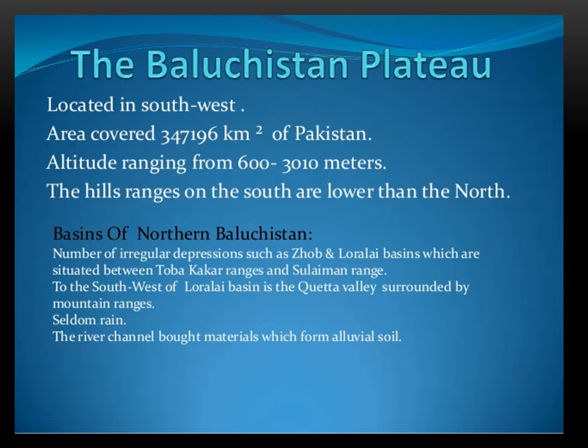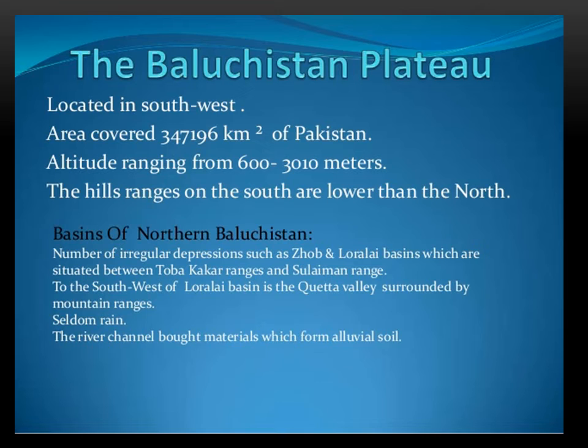This plateau, which lies in the west of the Suleiman Kirthar Mountains, is covered with dry hills, which run from northeast to southwest. The Toba Kakar and Chaghai ranges in the north separate it from Afghanistan. River Zhob and Gomal flow through it. This area is rich in coal, iron, and chromite deposits, but is not suitable for cultivation due to scarcity of water and uneven topography.